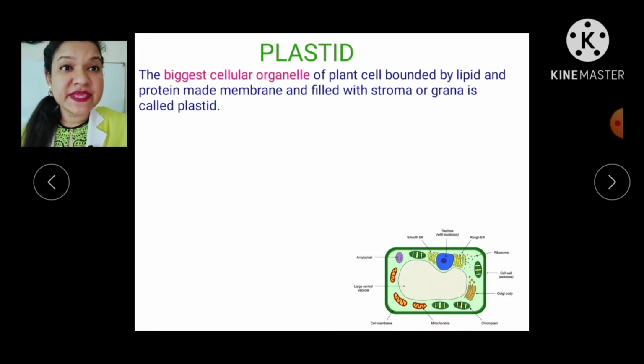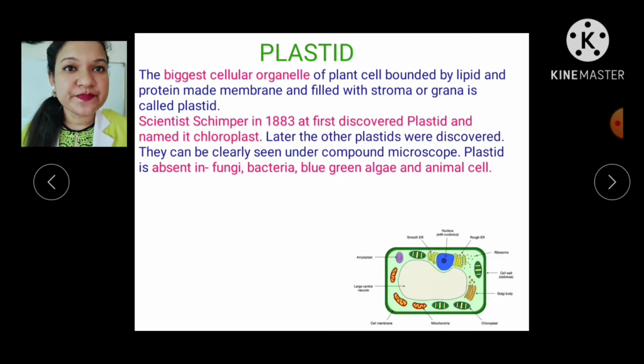Plastid, the biggest cellular organelle of the plant cell, bounded by a lipid and protein membrane and filled with stroma or grana, is called plastid. Scientist Schimper in 1883 first discovered plastid and named it chloroplast. Later, the other plastids were discovered. They can be clearly seen under a compound microscope.